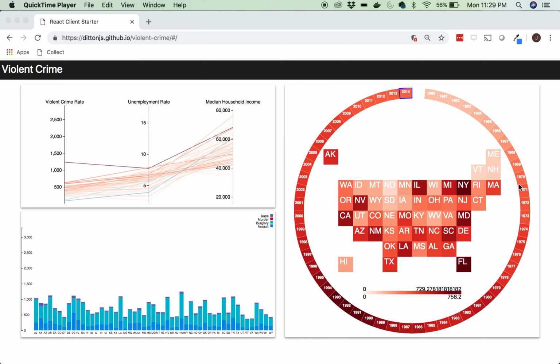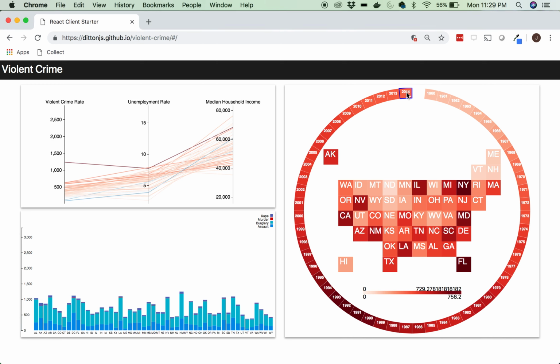The time wheel shows an interesting property in that it shows the trend of the entire United States over time, and we can see that violent crime in the 60s was pretty low, but peaked around 1992 and then has started to decrease again, and has been continually decreasing.